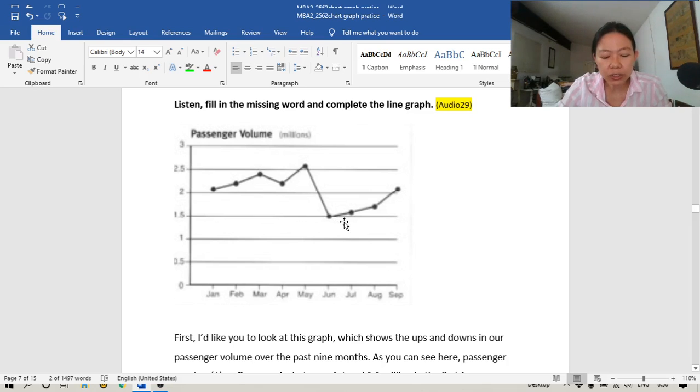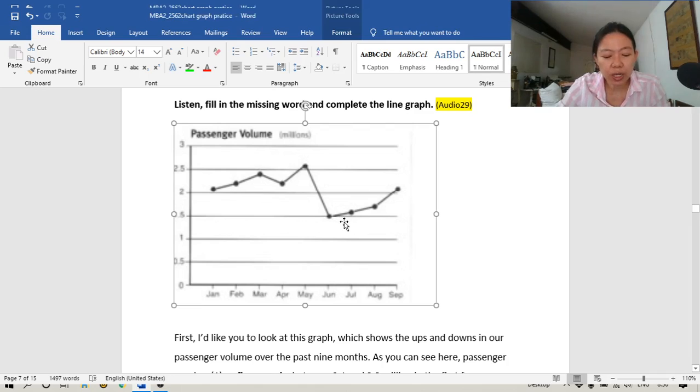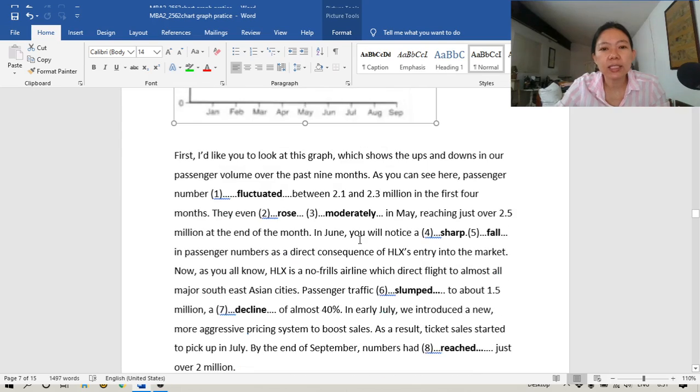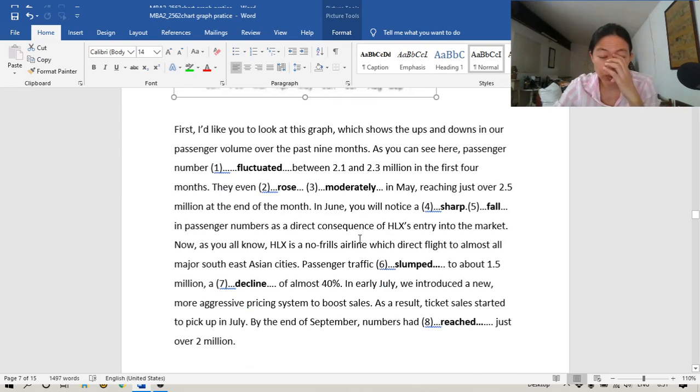Now, in early July, we introduced a new, more aggressive pricing system to boost sales. As a result, ticket sales started to pick up in July. So by the end of September, numbers had reached just over 2 million. So here, how do you describe the line graph? And these are the missing words that I just read out. So you can have a look at it.